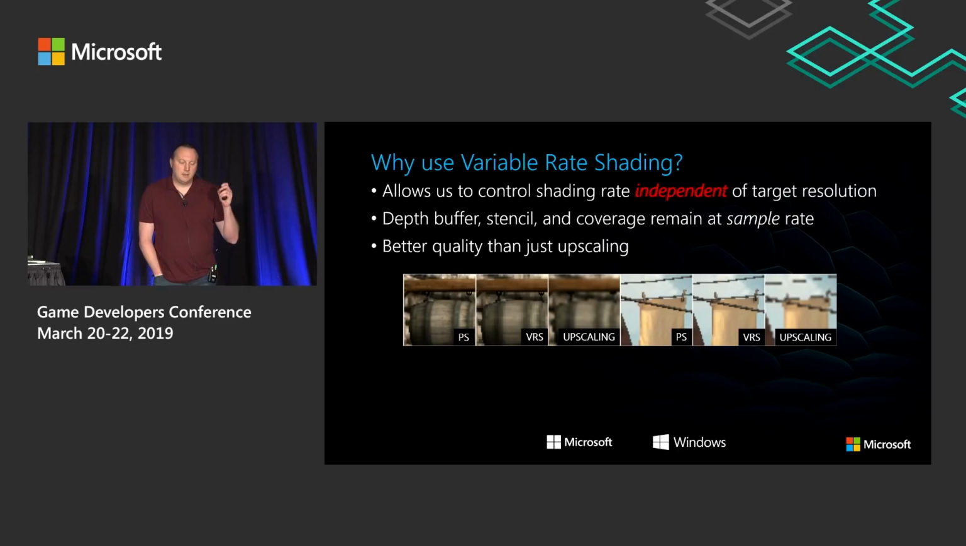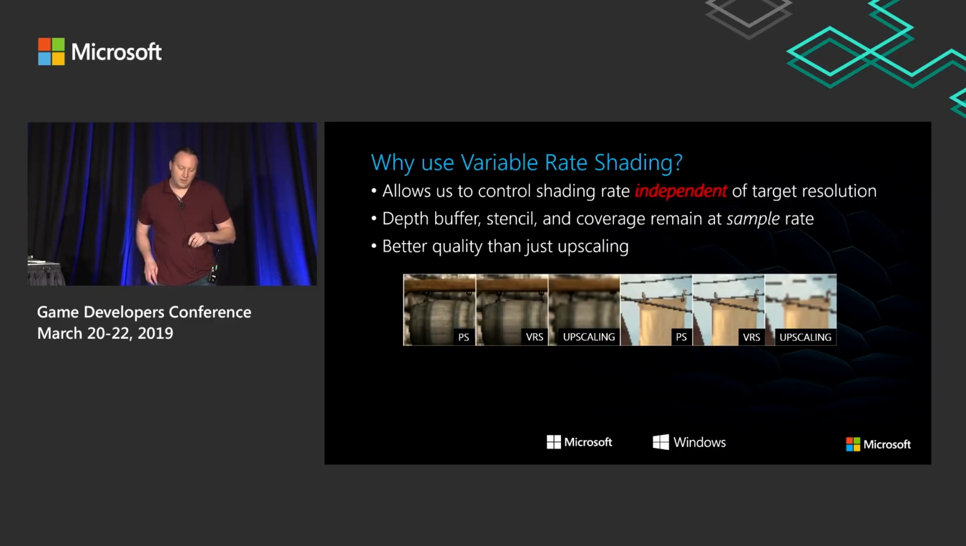Well, the key thing is that you're able to control the shading rate independent of the render target resolution. So for example, using MSAA, you're still going to get all your depth buffer, stencil, and coverage masks. Those are going to be at sample rate, but you're going to be able to adjust the pixel shader throughput independently of that.